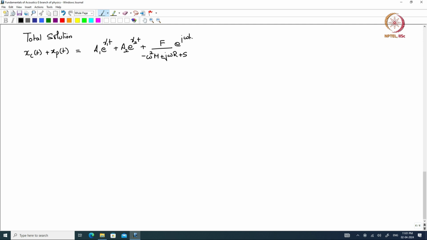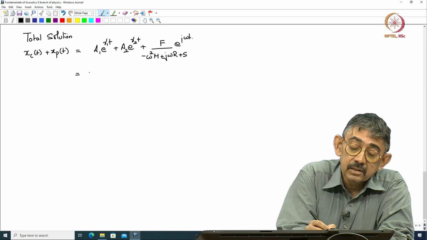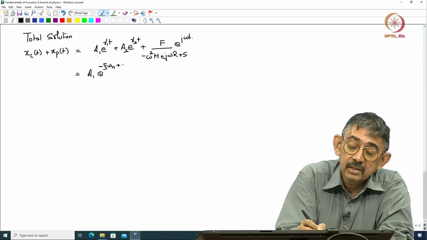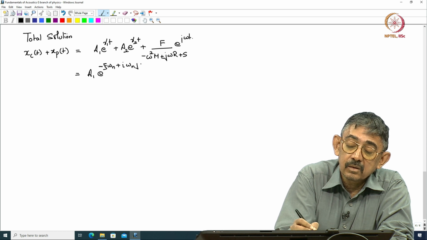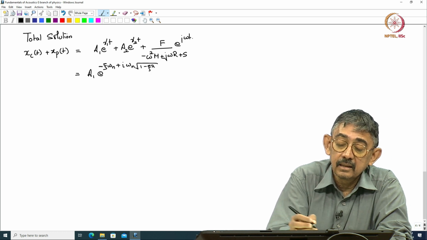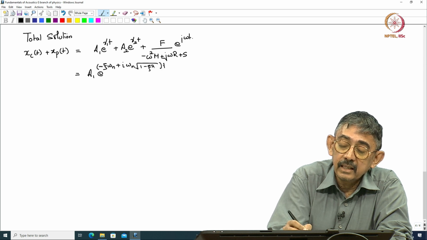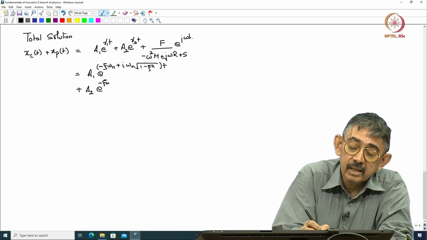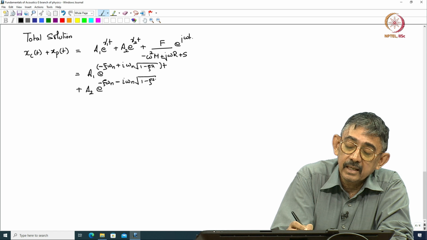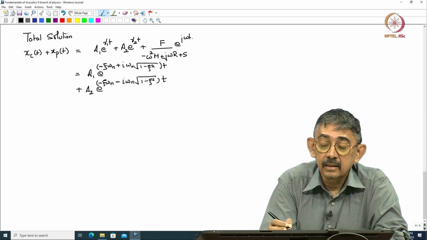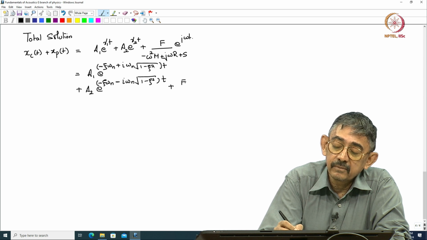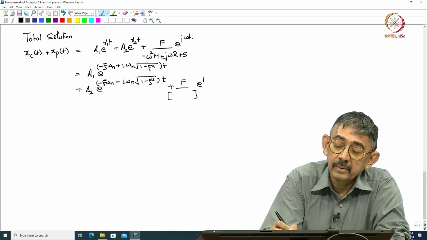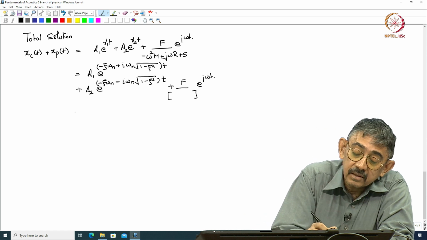Okay. Now if you recall, this was a1 e to the power of, let us say, minus xi omega n plus j omega n square root of 1 minus xi square into t, plus a2 e to the power of minus xi omega n minus j omega n square root of 1 minus xi square into t, plus this particular integral f by e to the power j omega t. Okay. This can be further simplified.